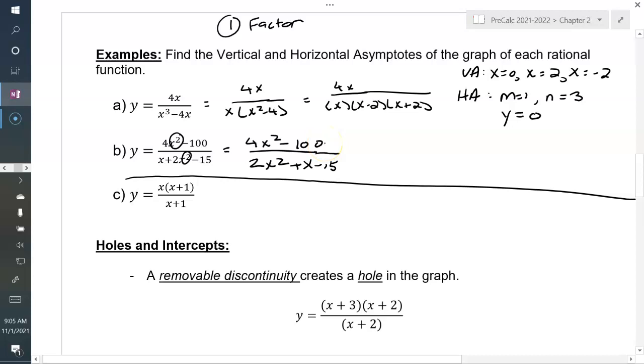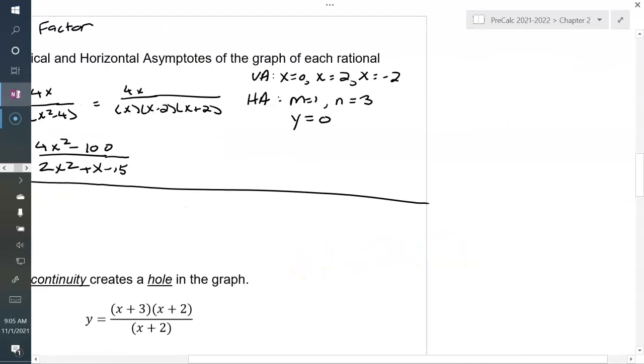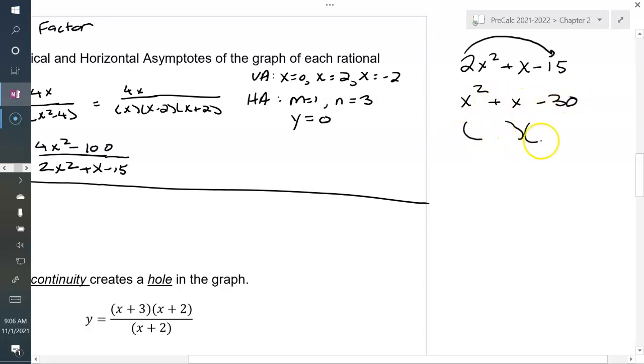All right, so we are going to have to factor the denominator. And you see we have a leading coefficient of 2. So we're going to have to do slip and slide. I'm going to come over here to the side, and I'm going to factor the denominator. So 2x squared plus x minus 15. I'm going to slip that too. So I get x squared plus x minus 30. x plus 6, x minus 5. Now slide and then divide. x plus 3. Bottoms up on this one, 2x minus 5.